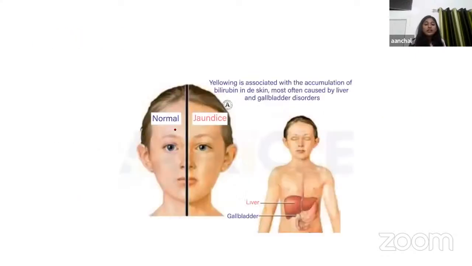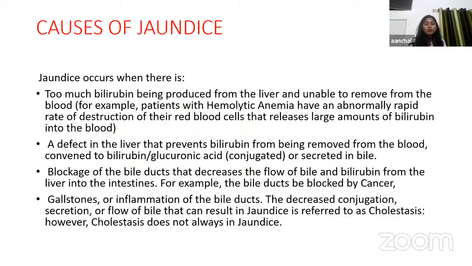Now, as we can see in the picture, the person with normal skin color and the person who has jaundice. The skin becomes yellowish, as you can see in the picture. Yellowing is associated with the accumulation of bilirubin in the skin, most often caused by liver and gallbladder disorders. So what are those disorders? How the gallbladder and liver are involved in this, we're going to learn in today's session. Now we're going to discuss the causes that are responsible for jaundice.